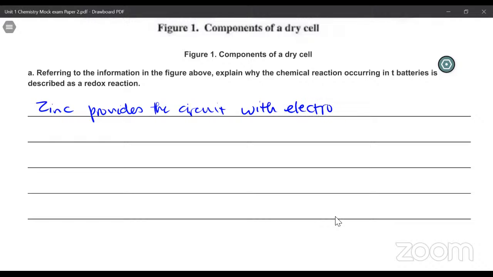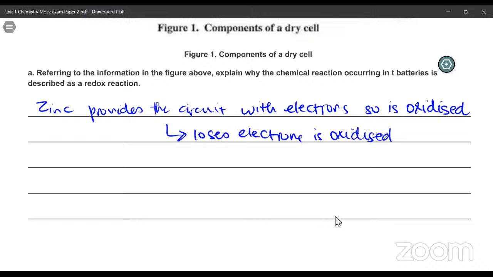So whichever one loses its electrons is oxidized. You can think of the little thing there, OIL RIG, the acronym. Mnemonic, that's what it's called. Oxidation is loss, while reduction is gain. So the one that loses its electrons is oxidized. So zinc would be the one that is oxidized to Zn2+ ions.